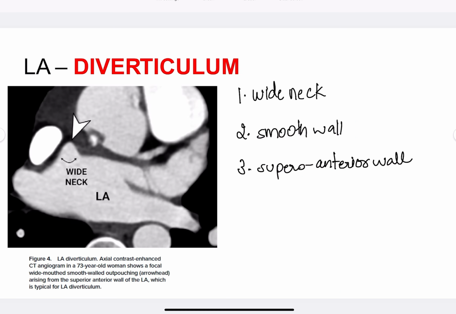Now let us see an example of left atrium diverticulum. Here we can see this is the left atrium and this is the focal outpouching. Firstly, we see there is this wide neck and the walls are smooth. The most common location is the superior anterior wall. So this is an example of left atrium diverticula.